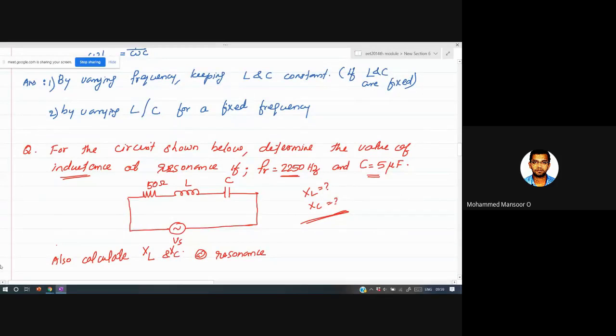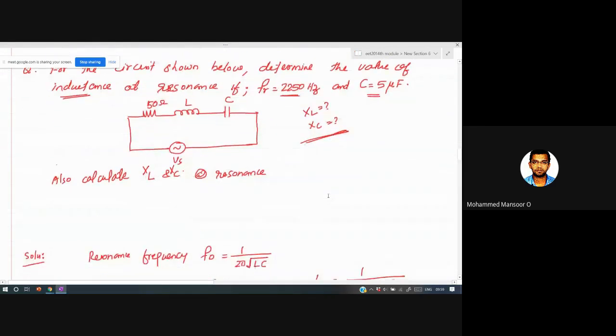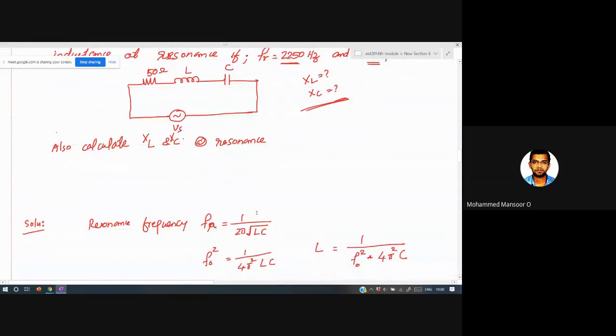So the last part of this question is also to calculate XL and XC at resonance. We know at resonance XL is equal to XC. Please find out L first. How to find out L? You know the equation for resonance as FR is equal to 1 by 2 pi root LC. You can square that one. Clear? FR squared is 1 by 4 pi squared LC. From that you can find out the equation for L. Substitute the values. You can obtain L. How much are you getting?